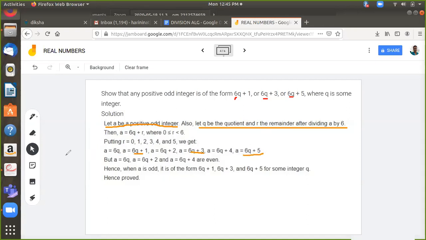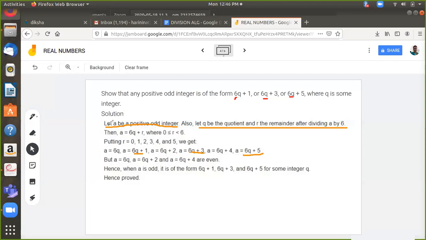Why? Because the others are all multiples of 2. Can you see 2 is a common factor between both these terms? Here you can write it as 2 times 3q. Here you can write it as 2 times (3q plus 1). This you can write as 2 times (3q plus 2). So all these which I have not underlined are even numbers because they are multiples of 2. But the underlined ones are odd numbers because they cannot become multiples of 2.